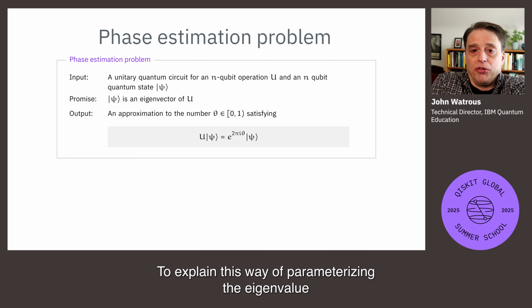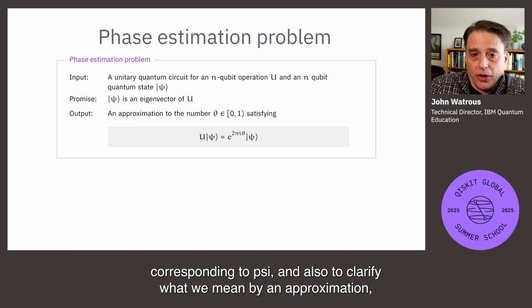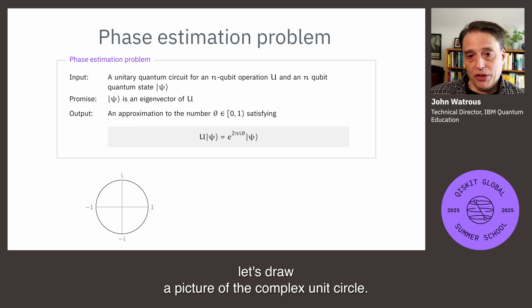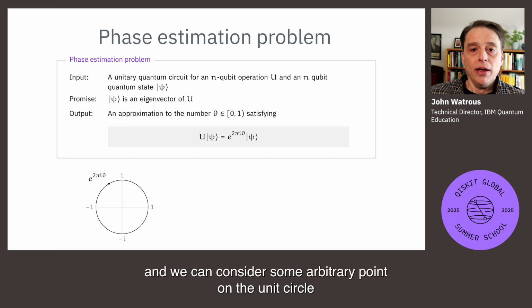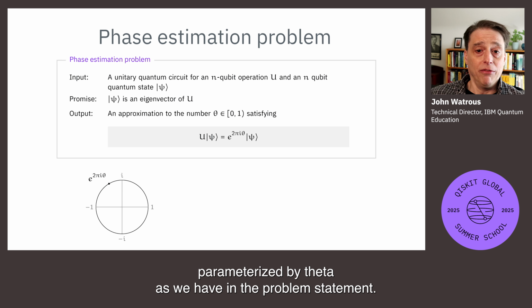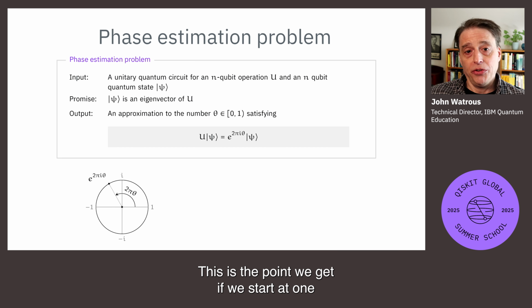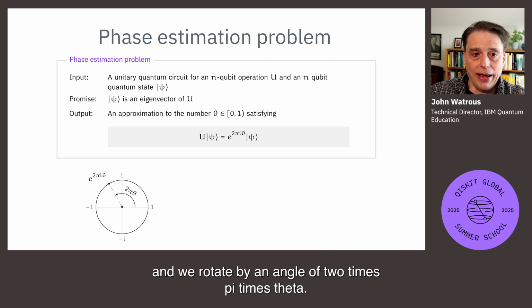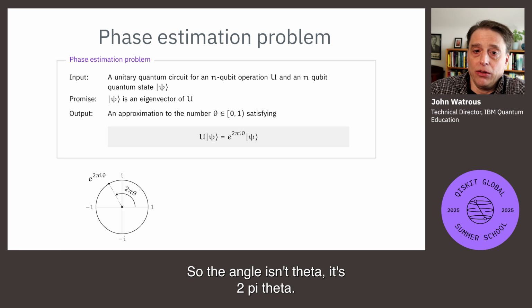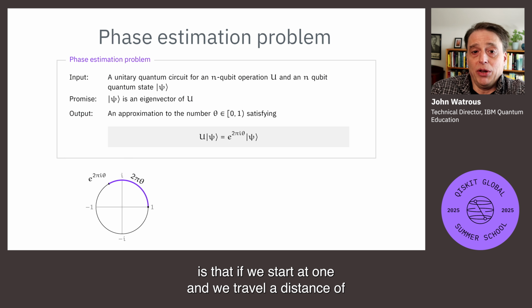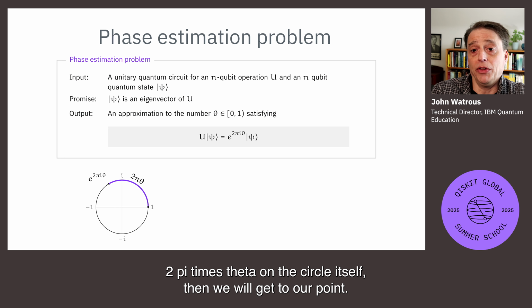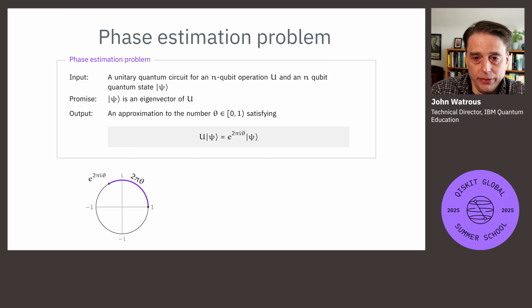To explain this way of parameterizing the eigenvalue corresponding to psi, and also to clarify what we mean by an approximation, let's draw a picture of the complex unit circle. So here we can see the numbers 1, i, -1, and -i in their usual places, and we can consider some arbitrary point on the unit circle parameterized by theta as we have in the problem statement. This is the point we get if we start at 1 and we rotate by an angle of 2 pi times theta. Another way of thinking about that is that if we start at 1 and we travel a distance of 2 pi times theta on the unit circle itself, then we will get to our point.